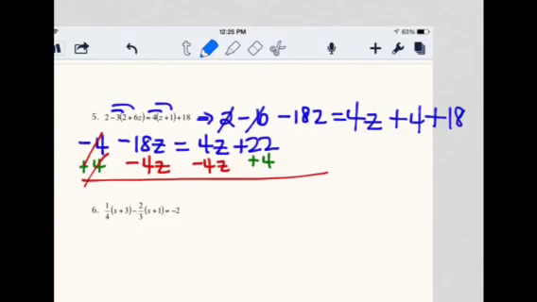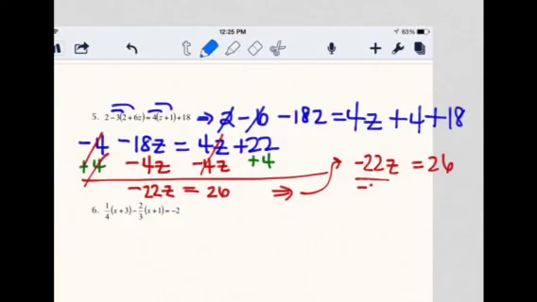-4 plus 4 is 0. You don't write it. This will give you a -22z. 4z minus 4z is 0. 22 plus 4 is 26. So you now have that -22z is equal to 26. Divide by -22.